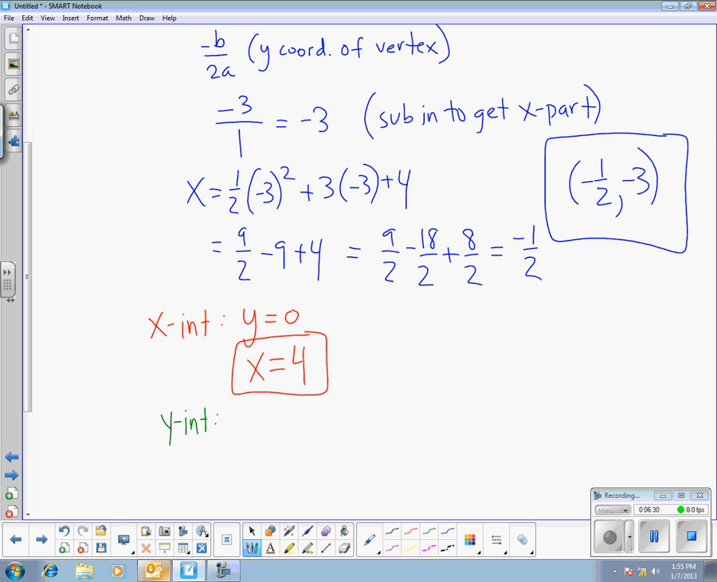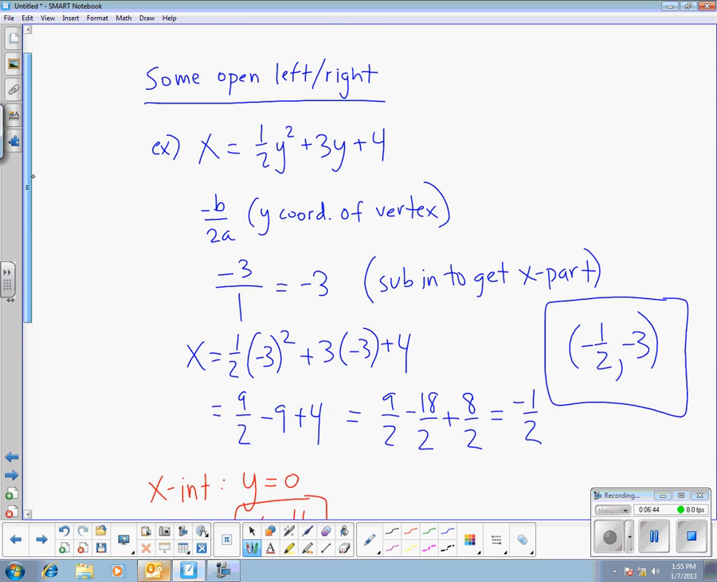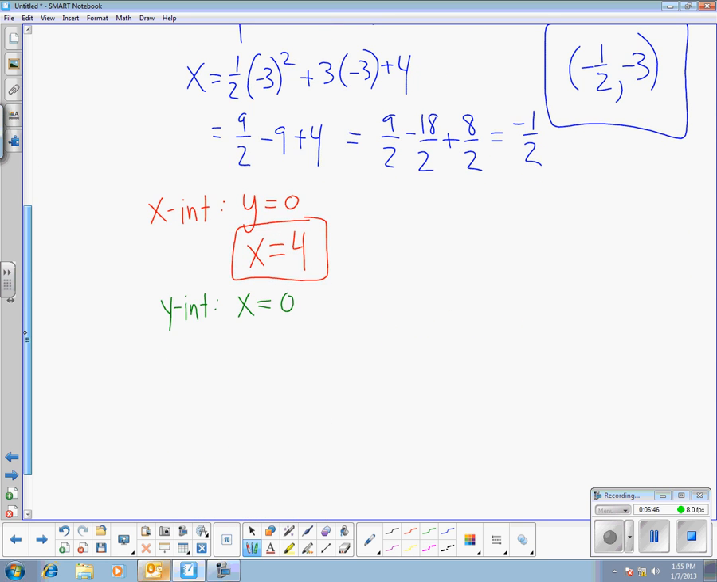Universally, to find the y-intercept, you set x equal to 0. What you're saying to the graph is, graph, I'm going to force x to be 0, or I'm going to force your left to rightness to be 0. And equation, you tell me how high I need to go to make that true. So we've got 1/2, 3, and 4.